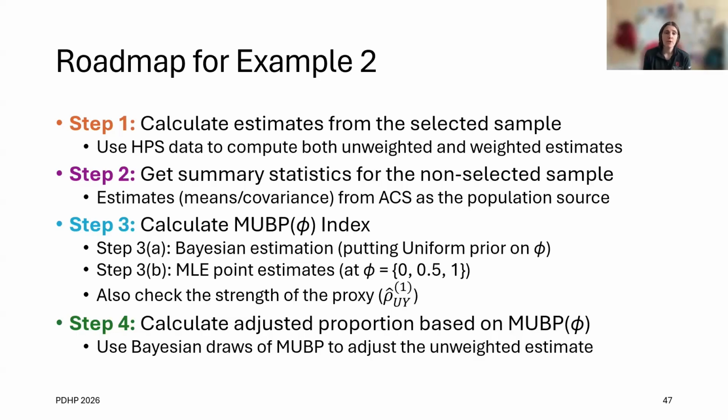So the roadmap for example 2 looks very similar to what we did for example 1. Calculate the estimates from the selected sample, both unweighted and weighted. Get the summary statistics for the non-selected sample. As I already said, it's going to be the same as we used in the first example. Calculate the MUBP index, both being Bayesian and using those modified maximum likelihood estimates, and then calculate adjusted proportions based on that bias index.